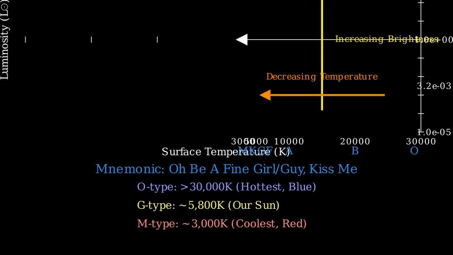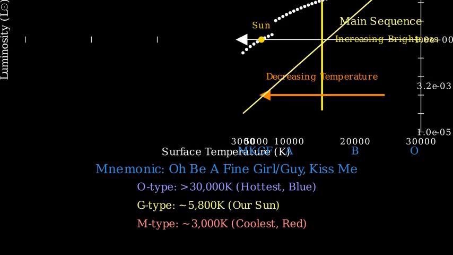Now let's plot some stars on our diagram and see what patterns emerge. When thousands of stars are plotted, most of them fall along this diagonal band called the main sequence, which runs from the upper left to the lower right. Stars on the main sequence, including our sun, are in the stable phase of their lives, fusing hydrogen into helium in their cores. Our sun is here, in the middle of the main sequence.